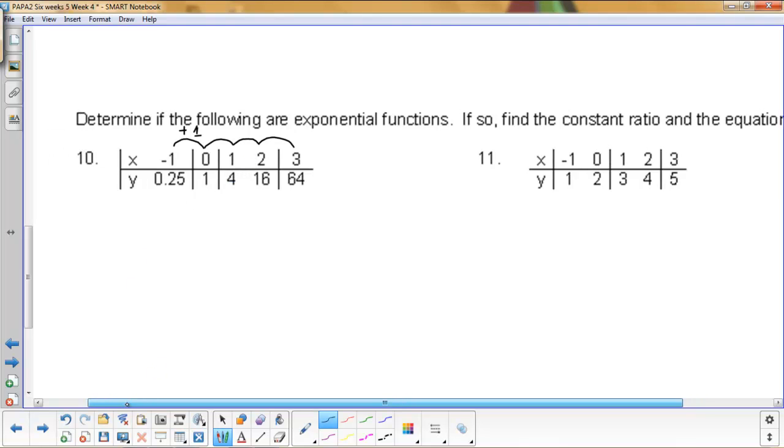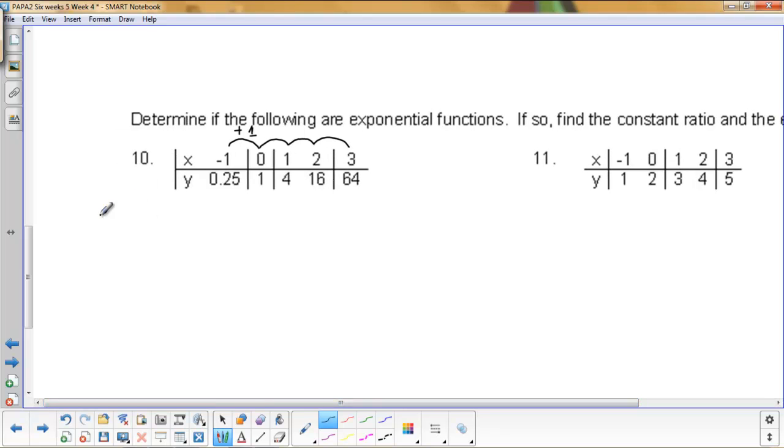Okay? So let's remember back to what we were taught previously. If a function is linear, then the first difference is constant. If a function is quadratic, then the second difference is constant. If a function, and this is the new part, is exponential, then there is something called a constant ratio.